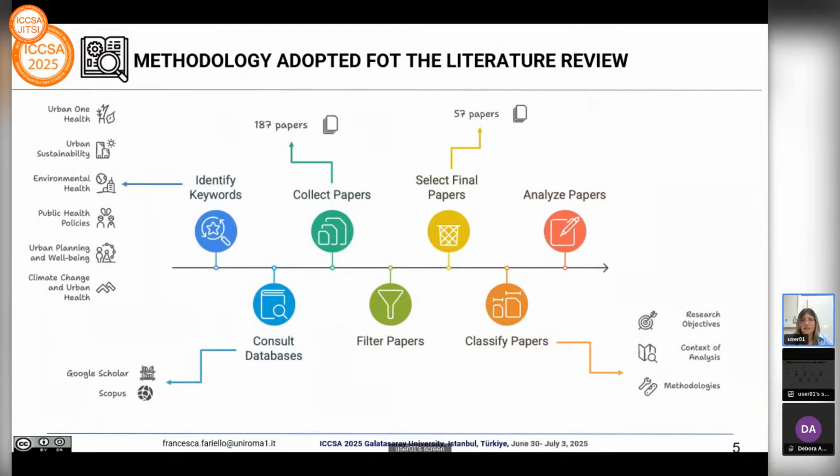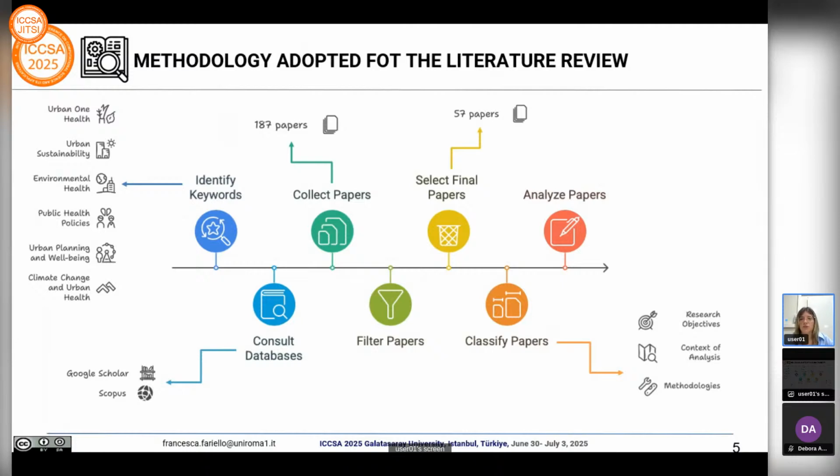Only the studies that explicitly address the interrelation between human, environmental, and animal health within the urban context, and that adopted an interdisciplinary perspective, were retained. As a result, a final set of 57 papers was selected for in-depth review.